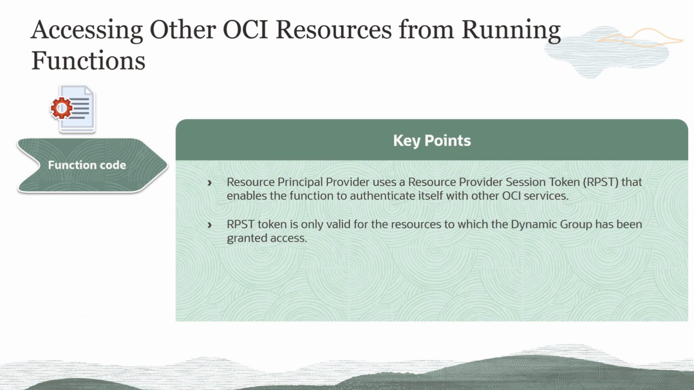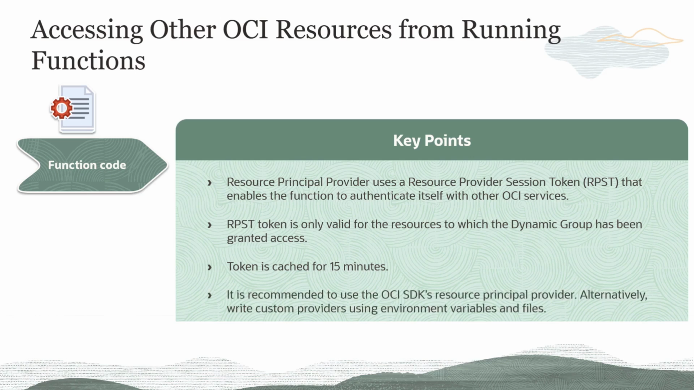Next, consider access control. The RPST is only valid for resources that the dynamic group has been granted access to, making it a robust mechanism for enforcing access policies. This helps maintain strict control over what resources your functions can interact with. An important aspect to note is token caching. The RPST is cached for 15 minutes, which means any changes to policies or dynamic groups will take up to 15 minutes to be effective. This caching mechanism helps optimize performance while maintaining security.